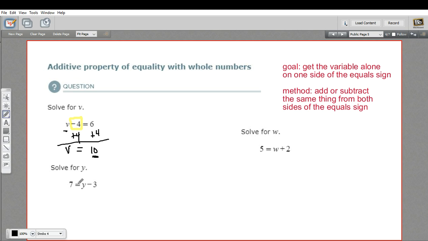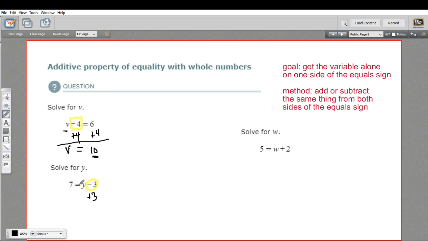Let's try that again. Here you see a similar kind of problem. Things are just arranged a little bit differently. We got y on the other side, but the same principle is going to work. We want this y alone. So now we've got a negative 3 over here that we want to go away so that the y is alone. So I'm going to do the opposite of a negative 3. I'm going to add 3.